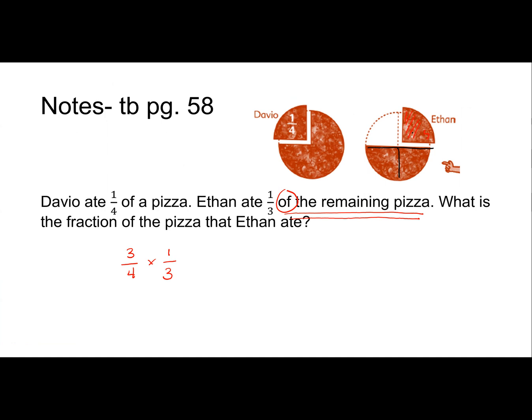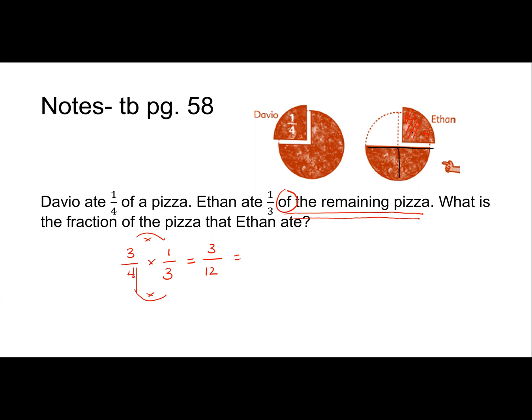Ethan eats 1/3 of the remaining. So how much of the original pizza did Ethan eat without doing any math? Just look at the picture. Mira? He ate 1/4, but let's do the math now. When I multiply fractions, quick little reminder for you guys, I'm multiplying numerators and I'm multiplying denominators. Do you guys remember that? Okay, so I'm going to end up with 3/12.